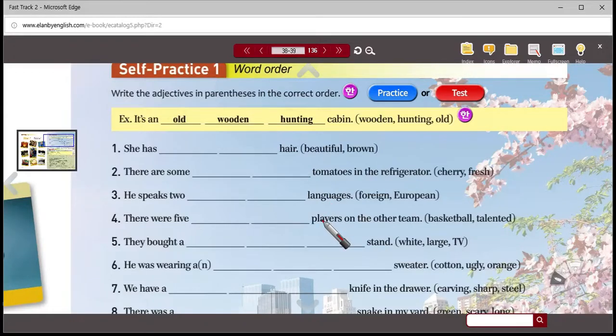So the first one, you're given 2 adjectives. You're given a descriptive and a color. Now, so she has hair. The hair is beautiful. The hair is brown. So we're going to put the 2 adjectives in here. Which one comes first? Beautiful or brown? The answer is she has beautiful brown hair.